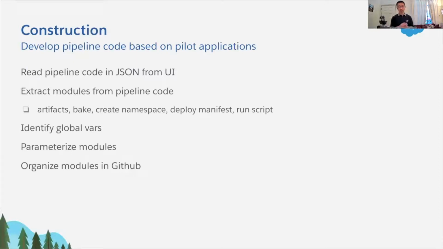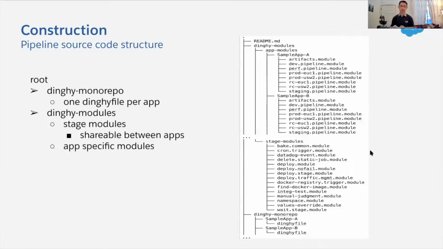Based on the pipeline code in JSON, we can extract the modules from the pipeline code, including artifacts, BigQuery namespace, deploy manifest, and run script. We'll identify global variables, parameterized modules, and organize modules in GitHub. This is a sample output of an example application.